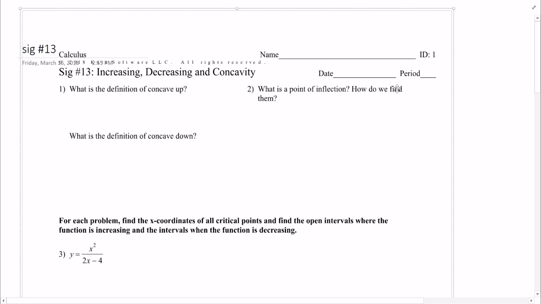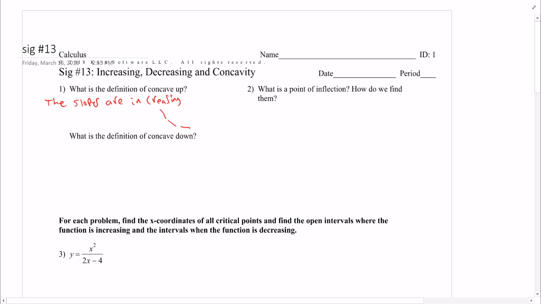First few questions on this are just testing your understanding of if you know what concavity is. So the definition of concave up is that if a function is concave up, then the slopes of that function are increasing. What that means is maybe the slopes started as being negative, and then they get a little bit less negative, a little bit less negative, a little bit less negative, then 0, then a little bit positive, positive, positive, right? So that would be concave up.